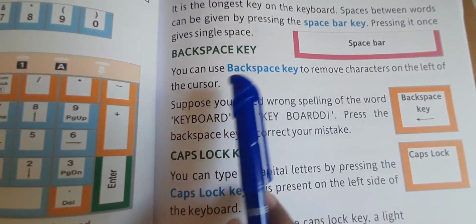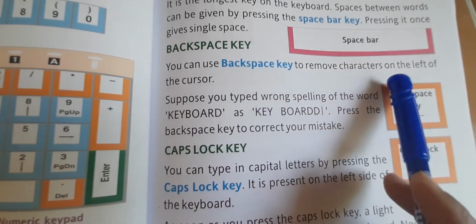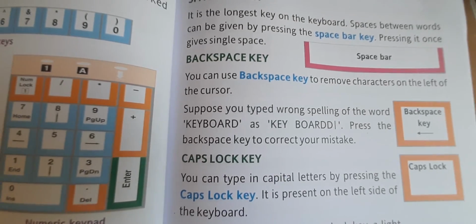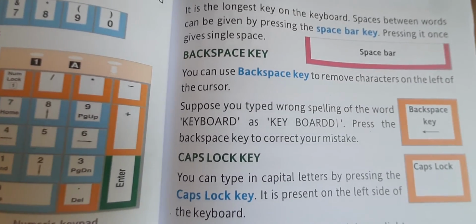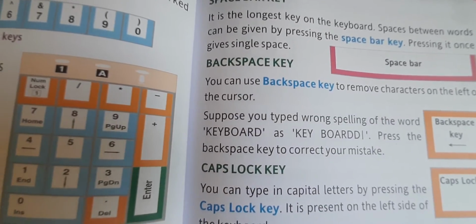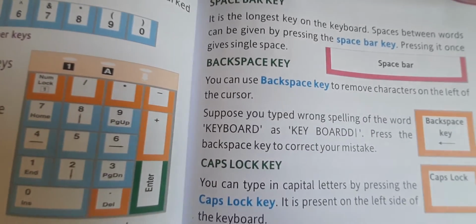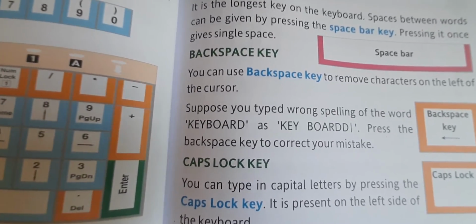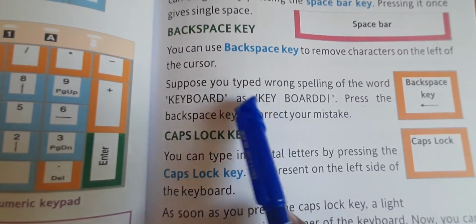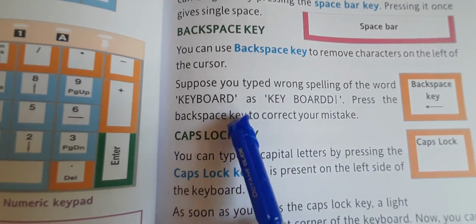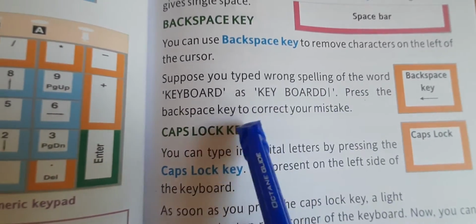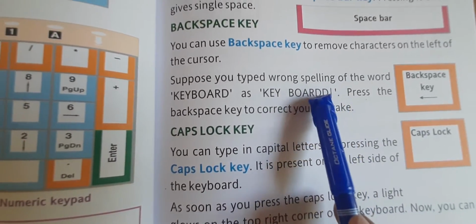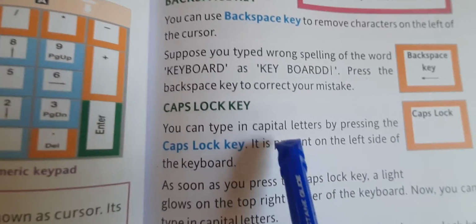Then backspace key. You can use backspace key to remove characters on the left of the cursor. Okay, because when we write from left towards right, we are going from left side to right side. So if you want to delete, it will start deleting the words towards the left. Okay, children. Suppose you typed wrong spelling of the word keyboard as keyboard. Press the backspace key to correct your mistake. So it will first delete this D and then the word will be fine.